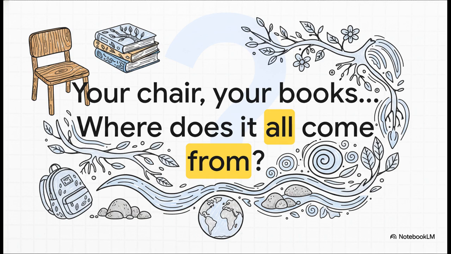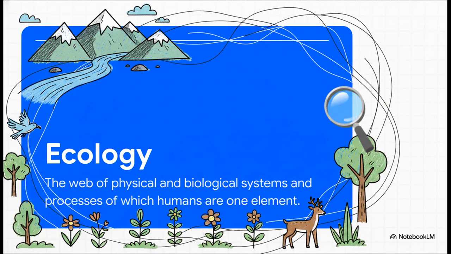If you trace any of these items back to their origin, I mean all the way back, the answer is always the same. It all started with nature. Every single thing is made from our planet's resources. And that thought leads us to a key concept, ecology. So what does that mean? Well, it's the study of the complex web that connects all physical and biological systems. You know, rivers, mountains, forests, animals.